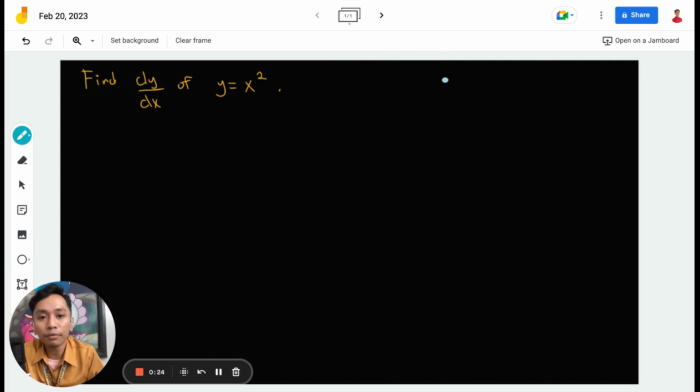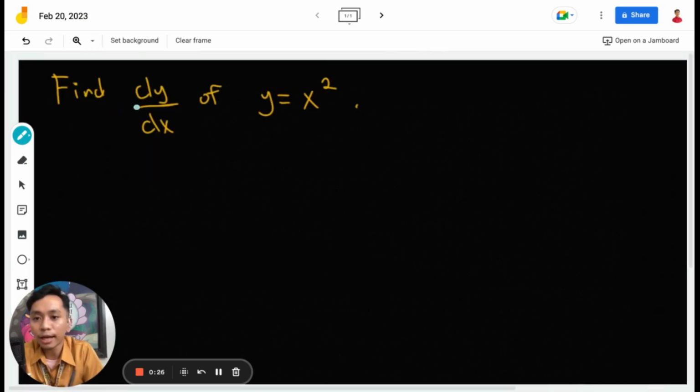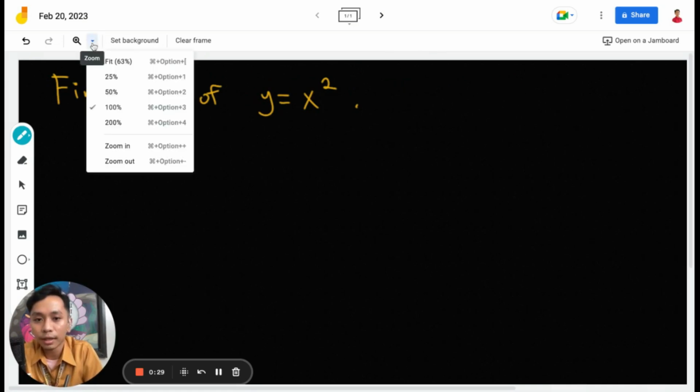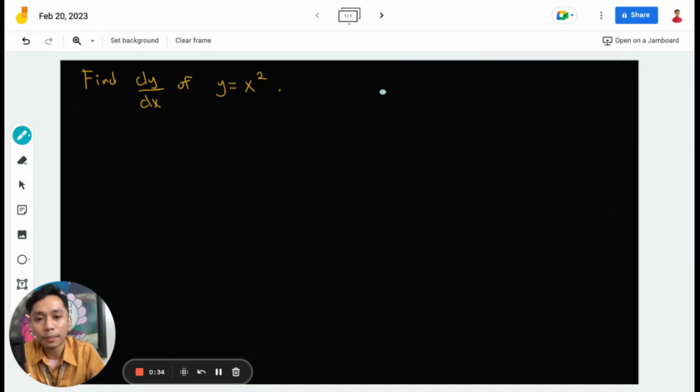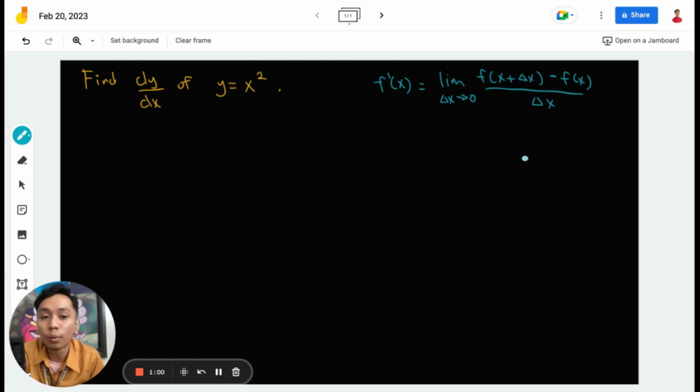So in our previous video, we have learned that the limits definition of derivative is given by, so it's usually denoted as f prime of x, meaning derivative of f of x, and it's the limit of f of x plus delta x, the change in x, minus f of x, all over delta x as delta x approaches 0.